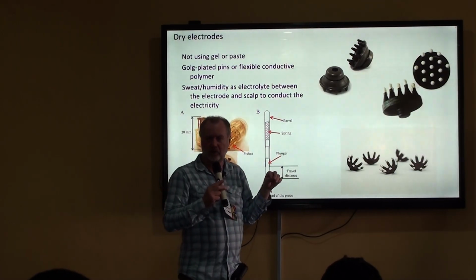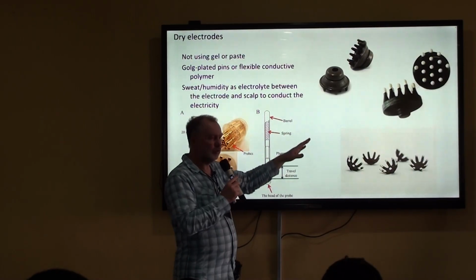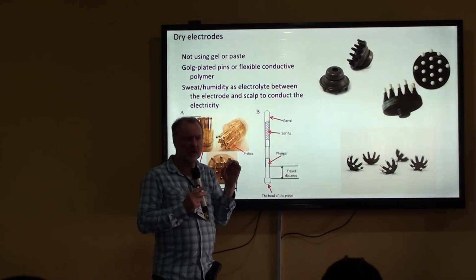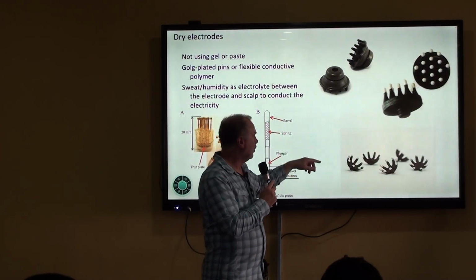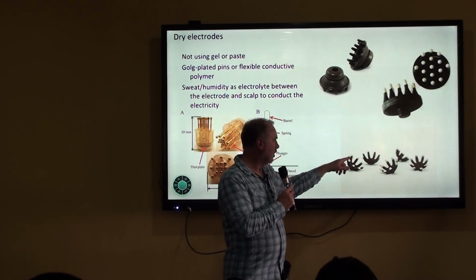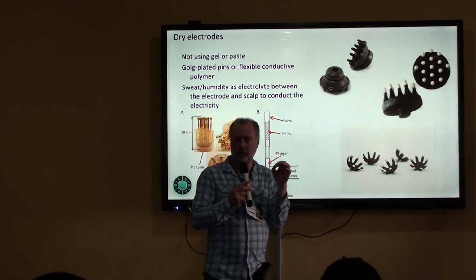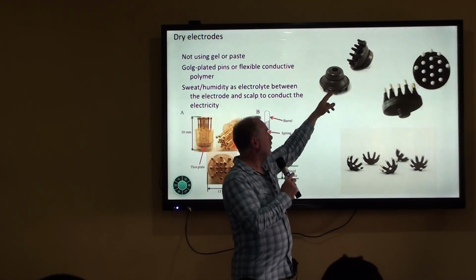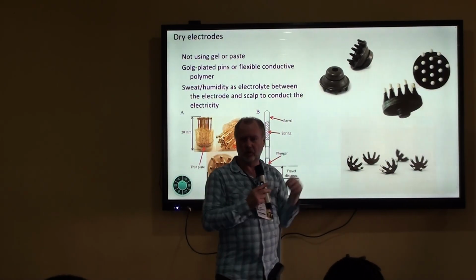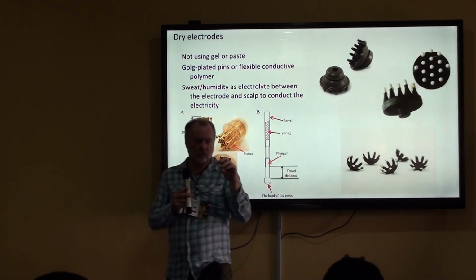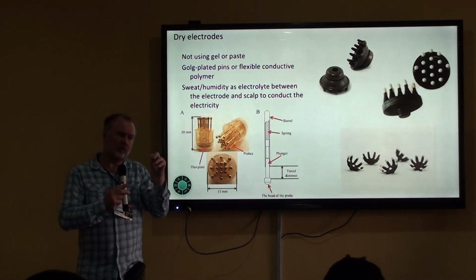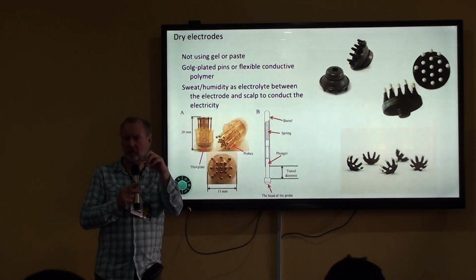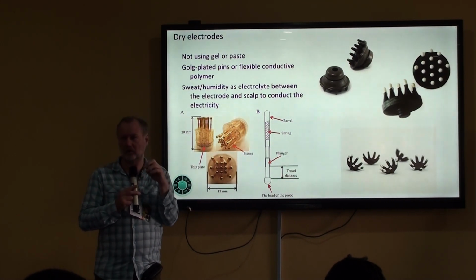But nowadays, all companies have switched over to using conductive polymers, so conductive plastic, and are using plastic pins. Sometimes these plastic pins are covered with silver chloride, like here and here, and sometimes they're not. So sometimes the plastic itself is conductive enough. So the idea is, again, that you have to really wiggle it through the hair so that the pins make contact with the scalp.